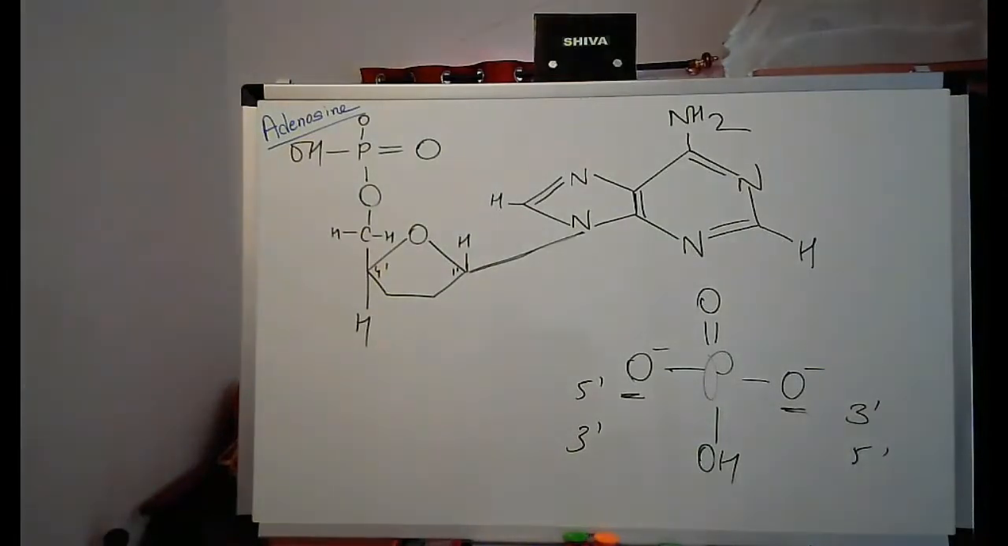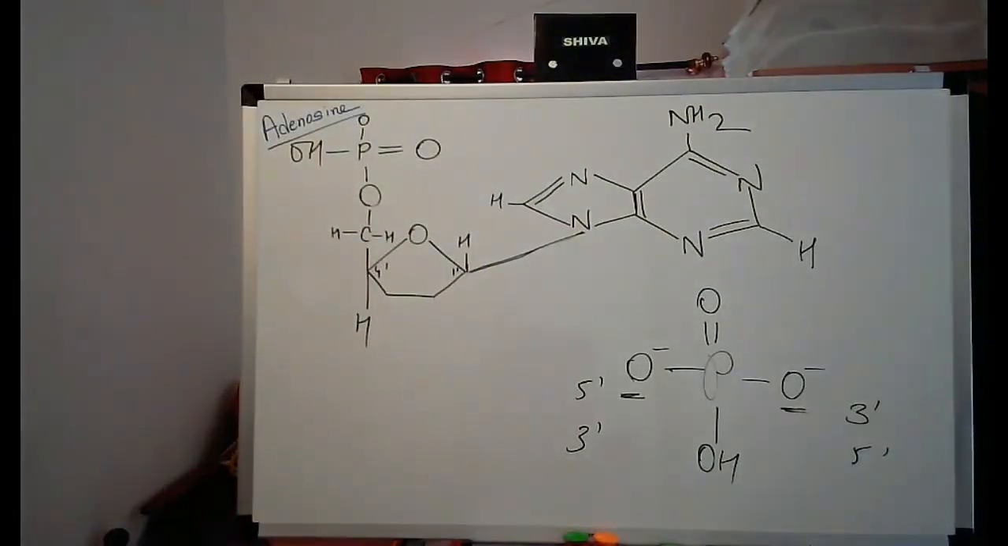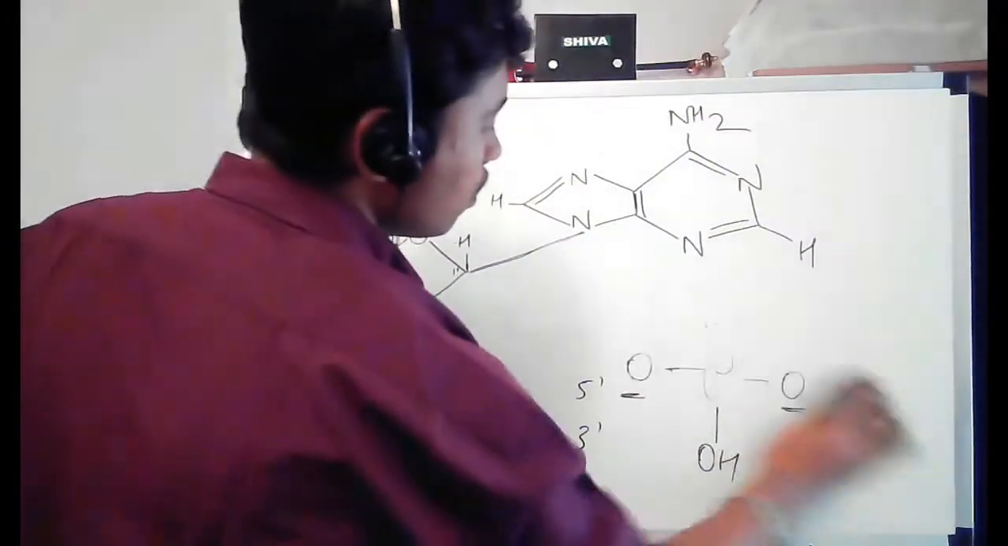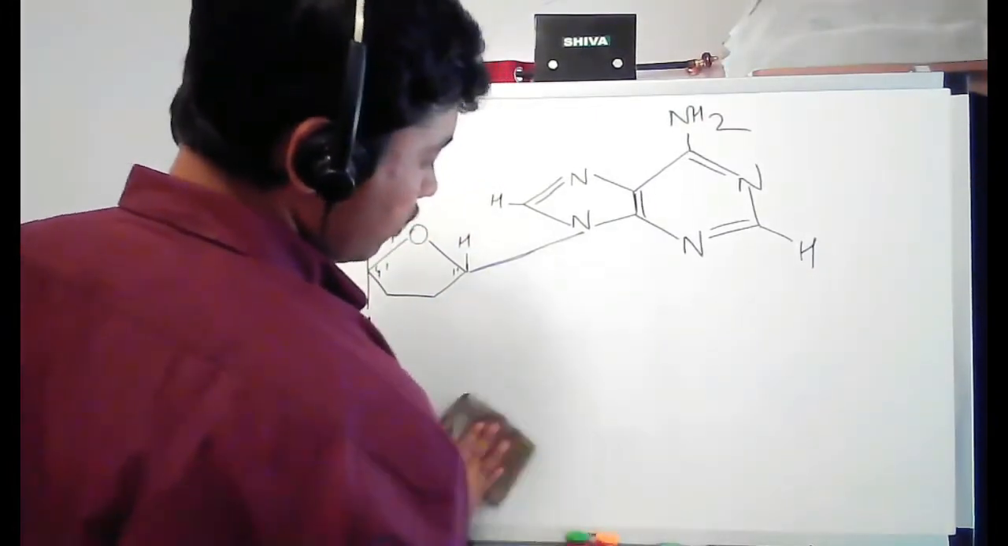I hope the camera is clear. Yeah, camera is clear. This is the formation of adenosine. If you want, you can copy that one down. I'm erasing this one now. Now let us focus on guanosine. Then we'll go into cytidine and everything.